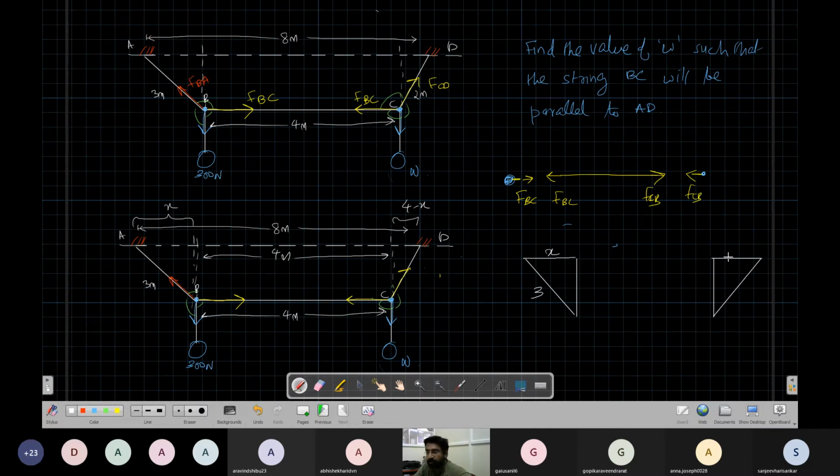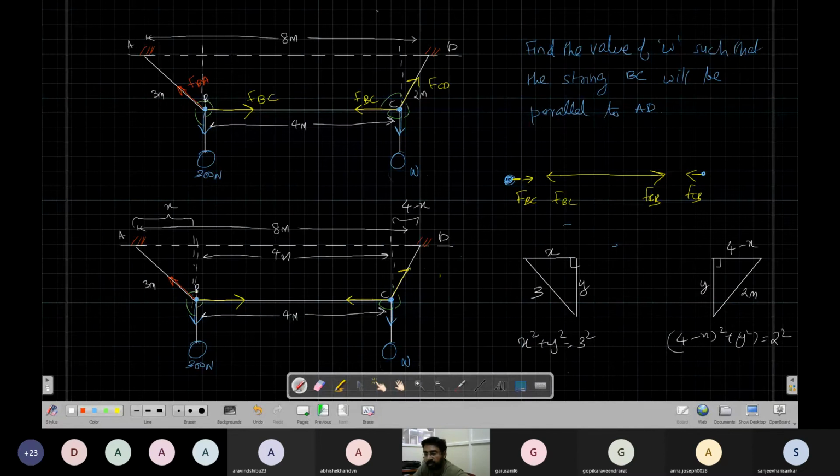So this is my 4 minus x. This distance is given, 2 meters. Now let's see. This I can put as y. Okay. Now I'll apply the Pythagoras theorem. So x square plus y square is equal to 3 square, and 4 minus x whole square plus y square is equal to 2 square.